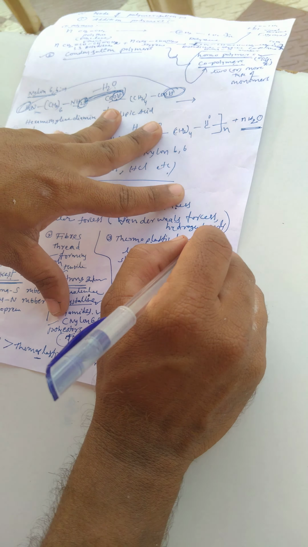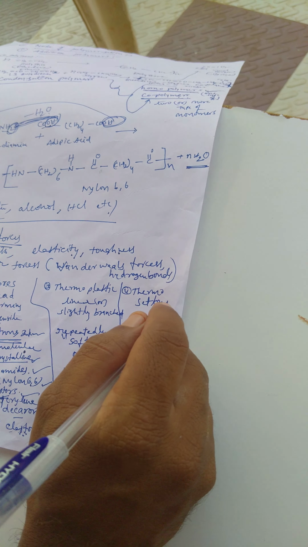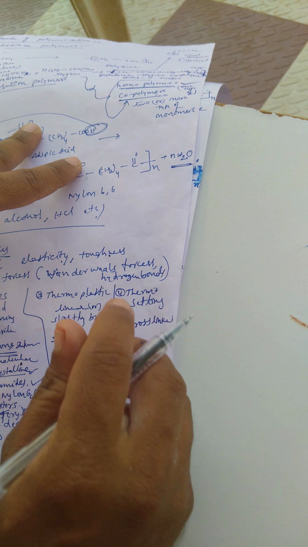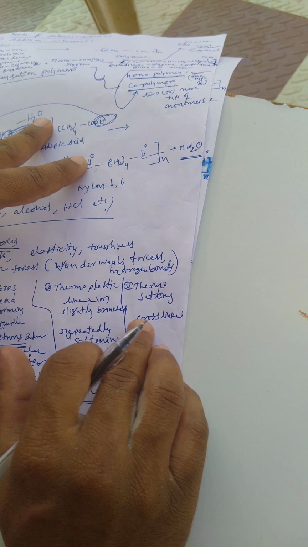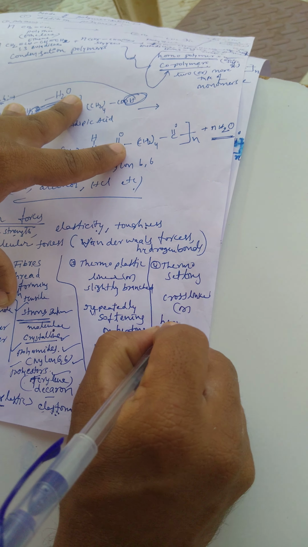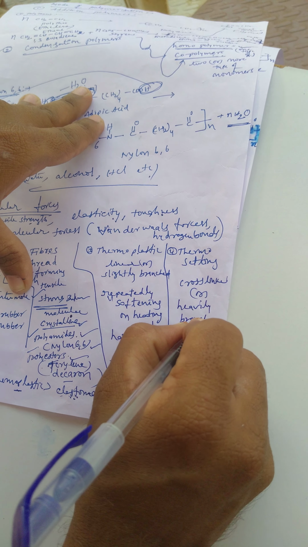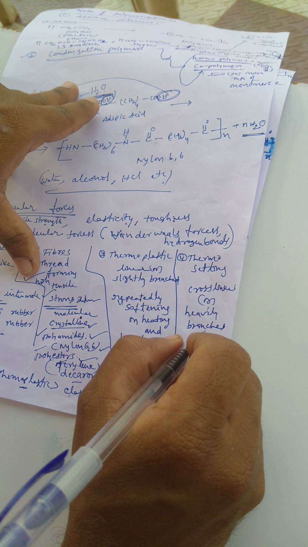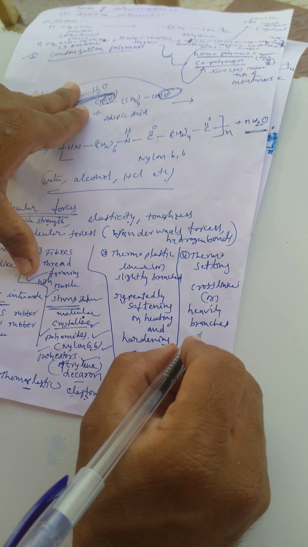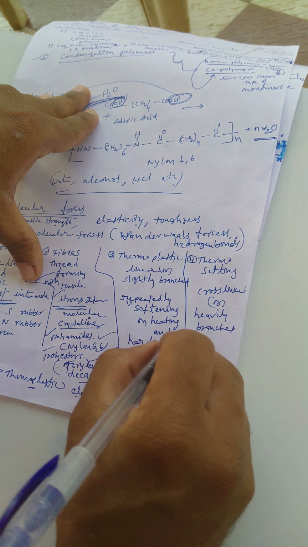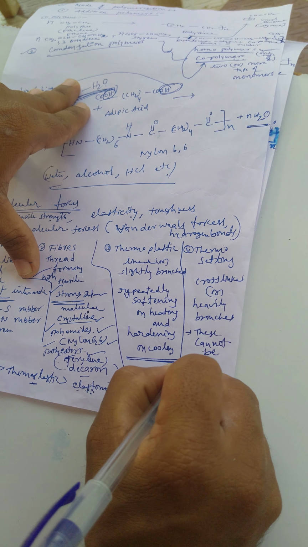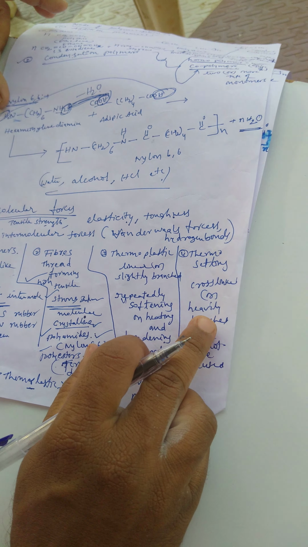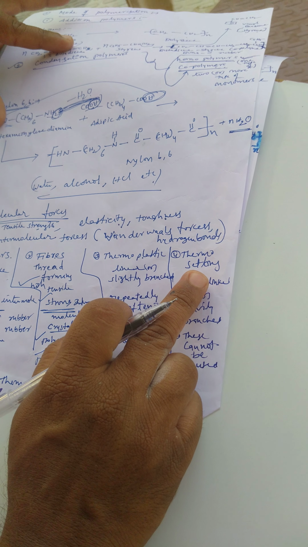These polymers are cross-linked or heavily branched molecules, which on heating undergo extensive cross-linking in molds and again become infusible. These cannot be reused. This word you remember. If once we use, we cannot reuse. This is called thermosetting polymers.